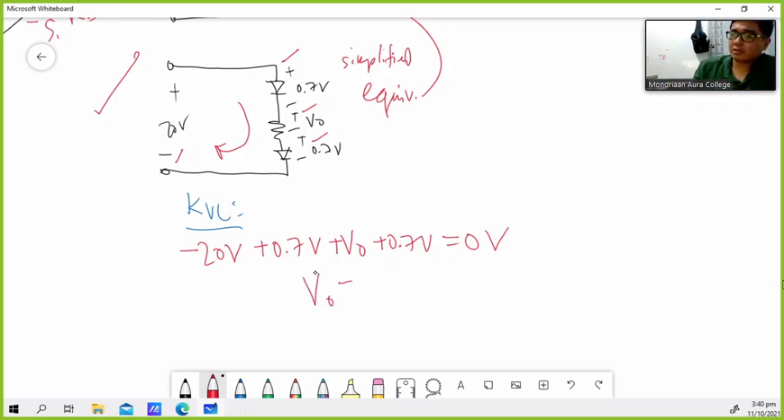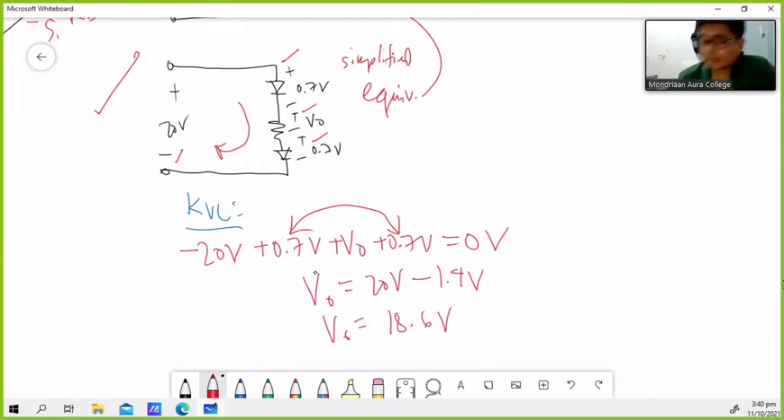So V out is equal to 20 volts minus 1.4 volts. Yung 1.4 na yon yung pinagsamang dalawang to. So the output voltage is equal to 18.6. Tama ba yung pagkaka-minus? Okay. So 18.6 volts. During the negative half cycle, you will still get the same output, 18.6 volts. Kasi nga full wave yan, umuulit lang siya every half cycle.